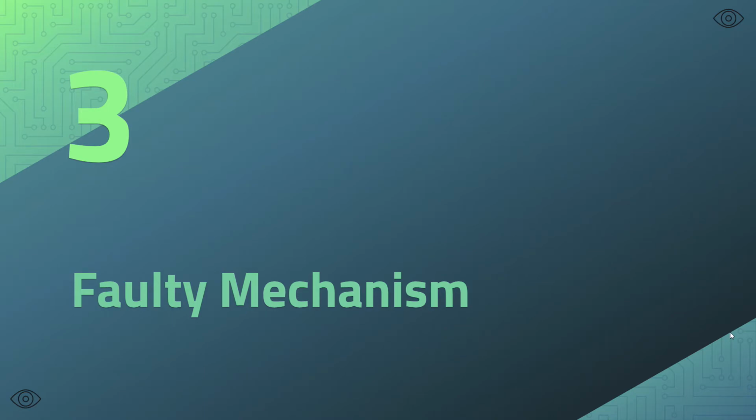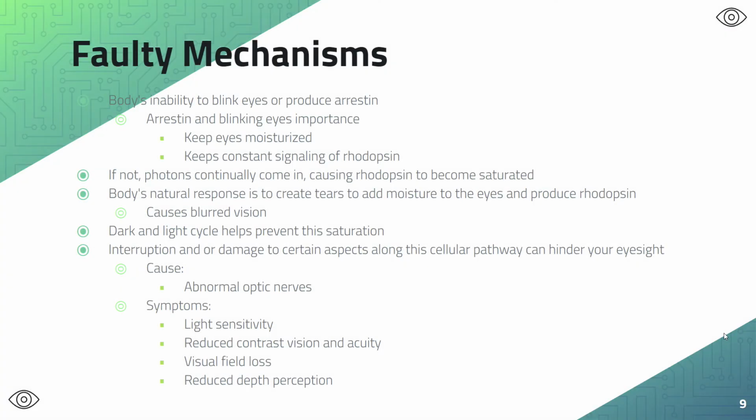So there are a few faulty mechanisms with the eye. First, the body's inability to blink or produce aqueous fluid. Aqueous fluid and blinking are very important for the eyes as they keep the eyes moisturized and keep constant signaling of rhodopsin. And if not, photons continually come in, causing rhodopsin to become saturated. And the body has a natural response to this, which is to create tears, to add moisture to the eyes and produce excess rhodopsin, which can cause blurred vision from the tears.